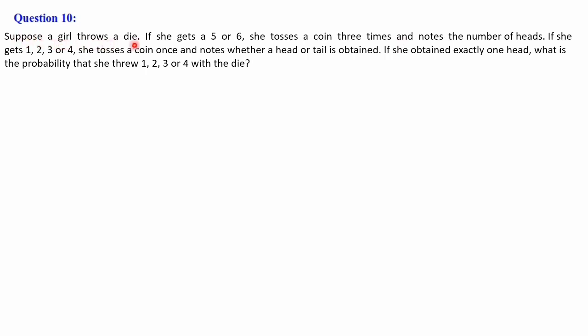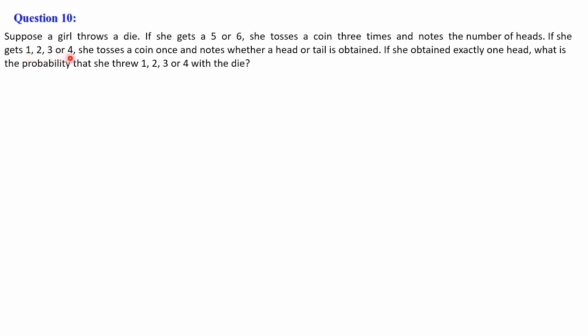Suppose a girl throws a die. She is throwing a die. When a person throws a die, there are 6 possible outcomes, that is numbers 1 to 6. If she gets a 5 or 6, she tosses a coin 3 times. If she is getting 5 or 6 on the die, she will toss the coin 3 times and notes the number of heads, how many times she is getting heads, that she will note down. And if she gets 1, 2, 3 or 4, since the 5 or 6 option is already over, then the remaining chances are 1, 2, 3 or 4.